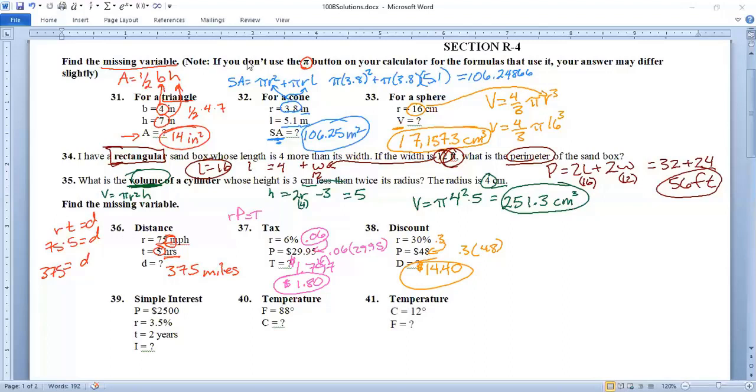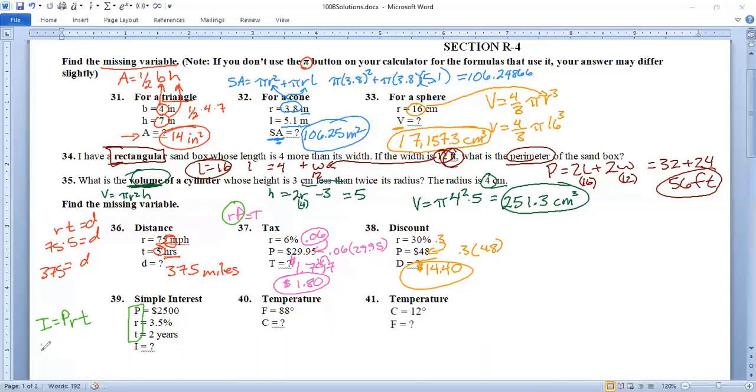All right, simple interest. There's a formula for simple interest, and it was this. It's the principal times the rate times the time. And that's really all it is, taking these 3 numbers and multiplying them together.